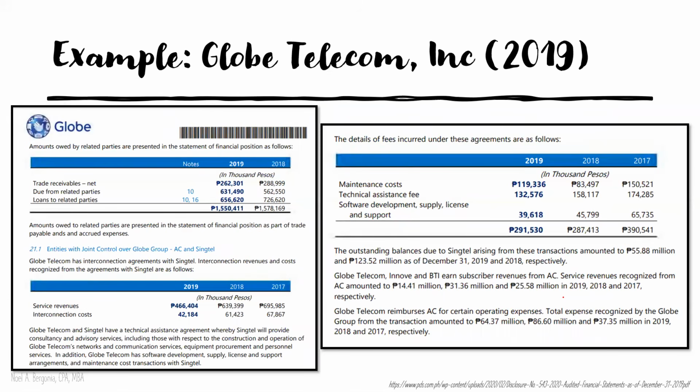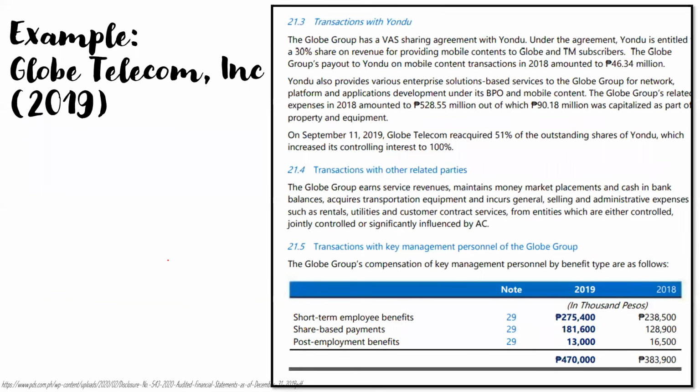Okay. Also, nabanggit din natin kanina that some of the agreements, example of the nature natin of transactions, such as ito, yung mga detailed fees about their agreements, about maintenance cost, technical assistance, and software development. At saka, nandito rin po, pinipresent din yung amount owed by the related parties. So that again, the users may know na ay pinautang pala natin yung mga related parties natin. Ayan, mga receivables to. So, entities with joint control over Globe Group, si AC at saka si Singtel. Technically they are having an interconnection agreement with Singtel.